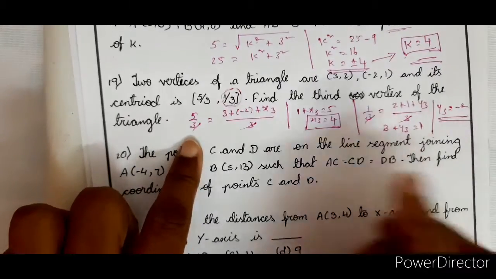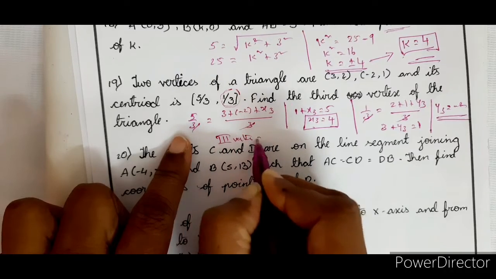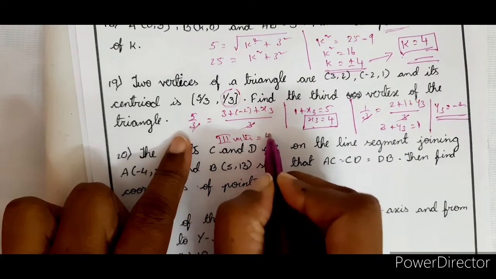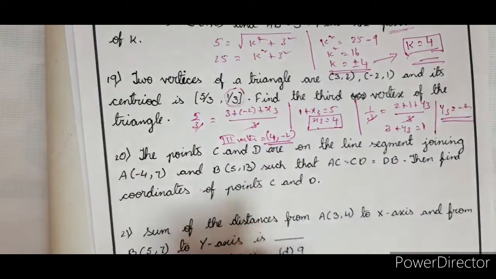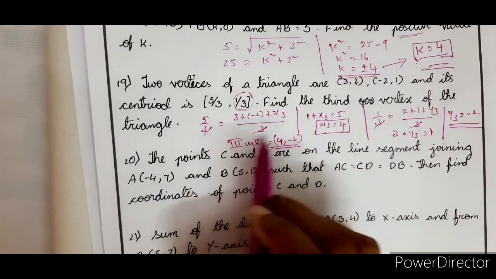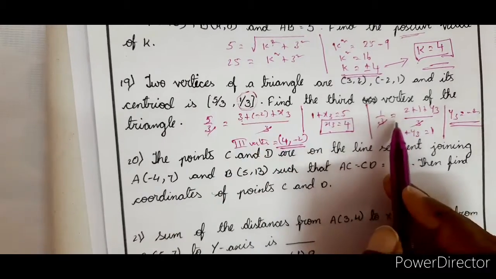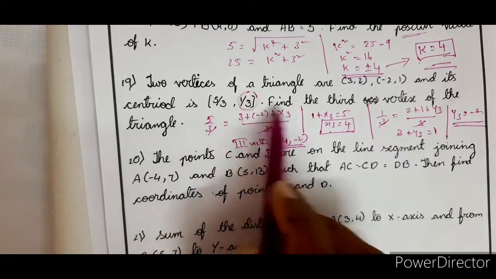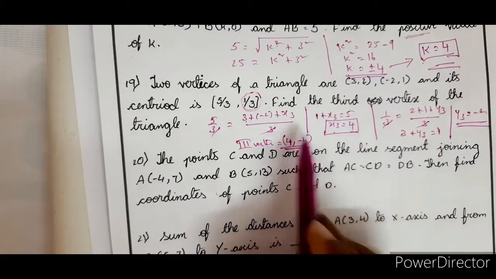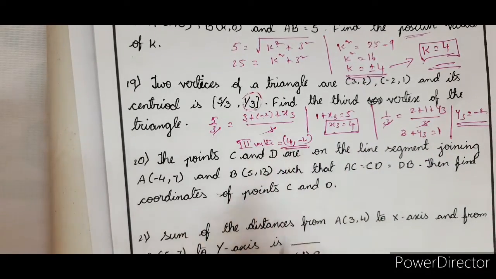So therefore what is the third vertex? The third vertex is equal to 4 comma minus 2. This is your answer, 4 comma minus 2. What did I do? I took the centroid formula. X coordinate of the centroid is x1 plus x2 plus x3 by 3. Y coordinate of the centroid is y1 plus y2 plus y3 by 3. I equated the x coordinate to the formula and the y coordinate to the formula, and then I determined x3 and y3 separately, and finally my answer is the third vertex is equal to 4 comma minus 2.